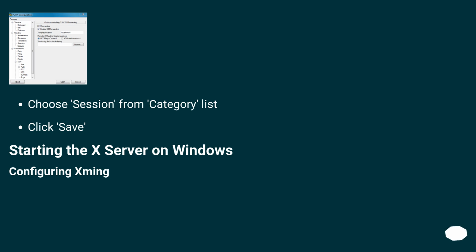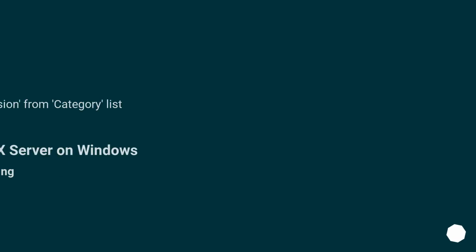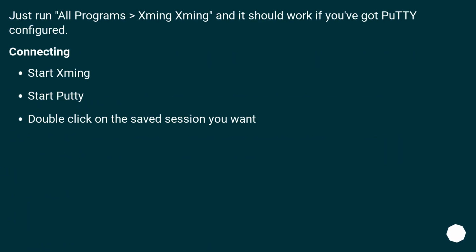Starting the X server on Windows. Configuring Xming. Just run all programs, Xming, and it should work if you've got PuTTY configured. Connecting. Start Xming. Start PuTTY. Double click on the saved session you want.